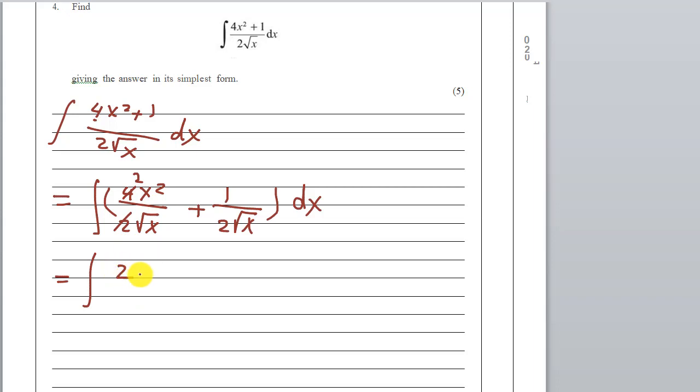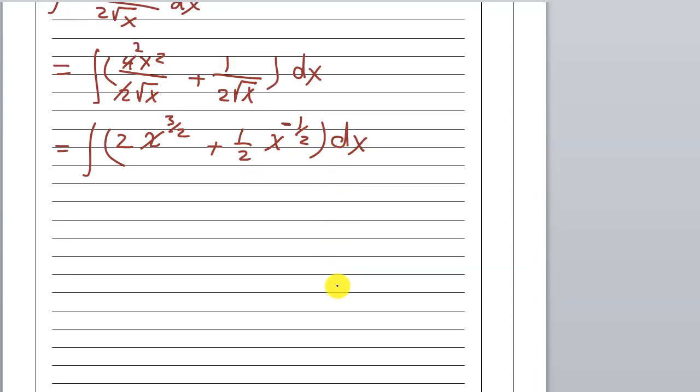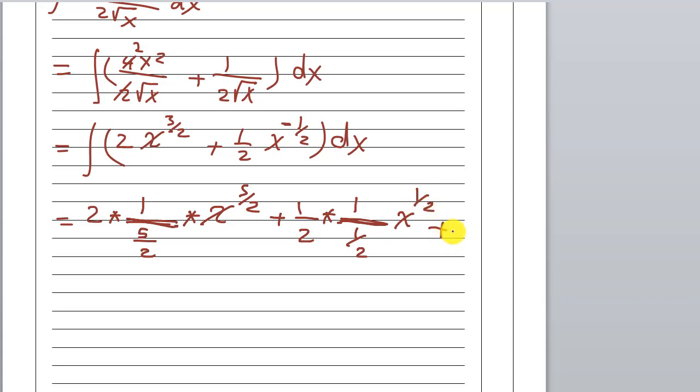So it's the integral of 2x to the power of 2 minus half, 3 over 2, which is 1.5, plus half x to the power of minus half, total dx. So it's equal to 2 multiplied by 1 over (3 over 2 plus 1), which is 5 over 2, so 2 times x to the power of 5 over 2, which is 3 over 2 plus 1, plus 1 over 2 multiplied by 1 over (minus half plus 1), which equals half. So here half, and x to the power half plus c.